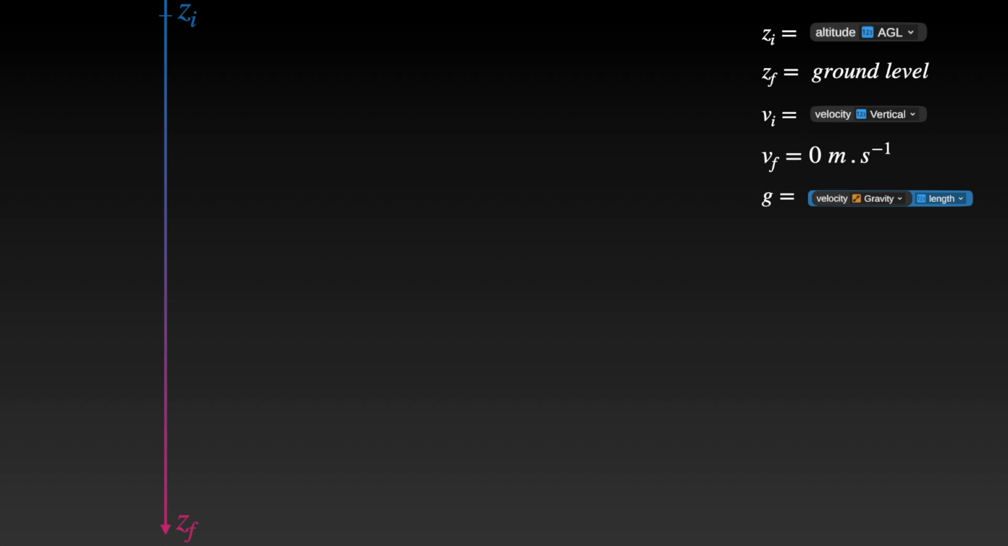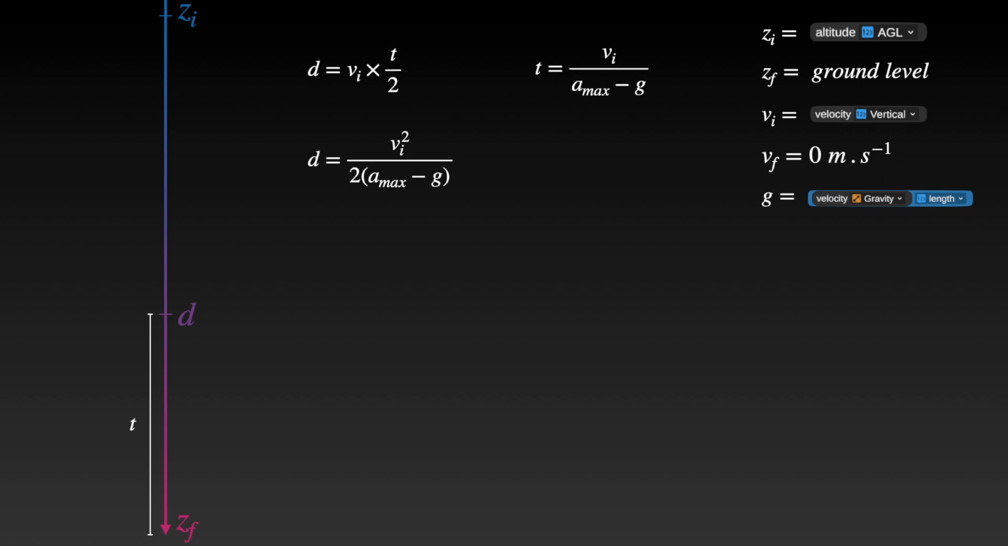The first thing we'll want to calculate is the altitude d at which we want to start our landing burn. We can calculate it with this equation. D equals our initial velocity times t divided by 2. T is the time that our landing burn will take. We don't know this time, so we have to calculate it as well. We can calculate it with this equation. T equals our initial velocity divided by our maximum acceleration minus the gravity. We can now combine these two equations into one. This is our final equation for D.